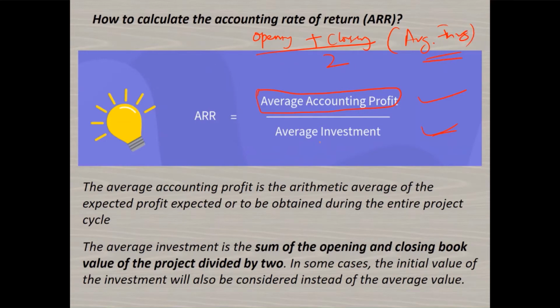So it's basically profit divided by the investment made into the project, and you take the average of both, divide, and what you get is the ARR. It's just a simple arithmetic average, nothing complicated. All you need to know is how to calculate your average accounting profit and average investment. So these are the two most important things. Otherwise it's just a simple formula.